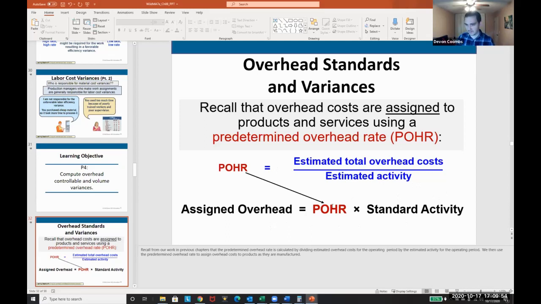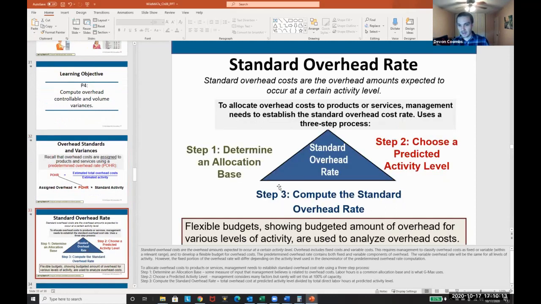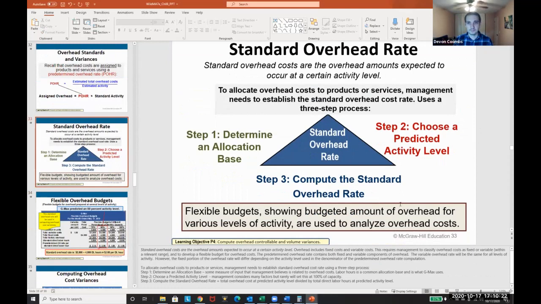We talked about this in previous classes about how we have to estimate using activity-based costing or some kind of metric on how overhead will be applied because it's so abstract. It's electricity, it's rent. How do you apply that to a specific product? And so we have to determine our allocation base, choose a predicted activity level, and then compute the standard overhead rate in order to determine the total overhead cost or the standard overhead costs.